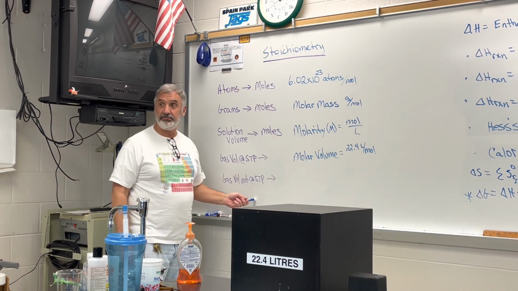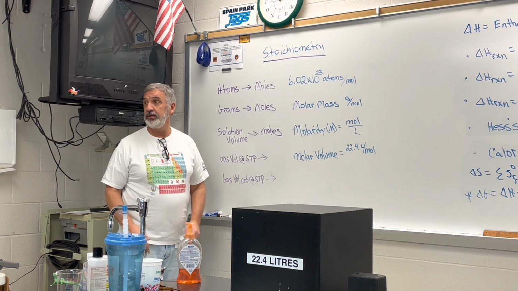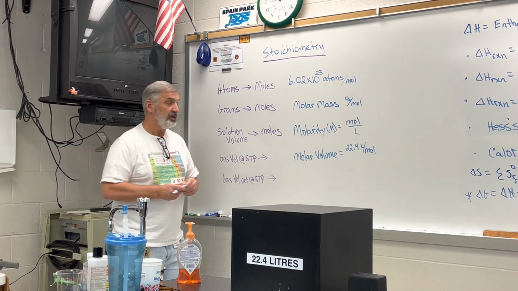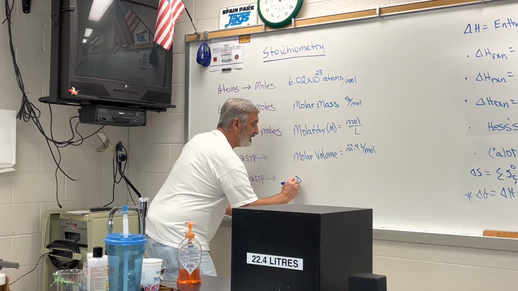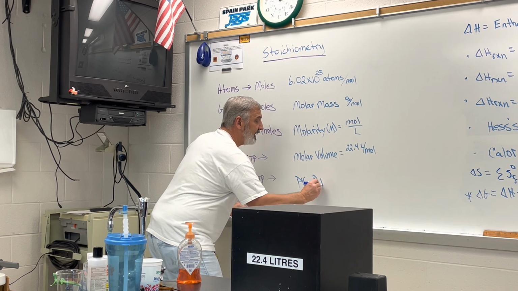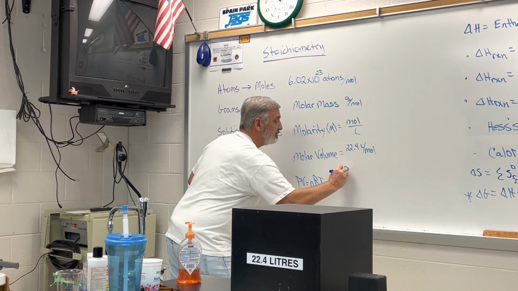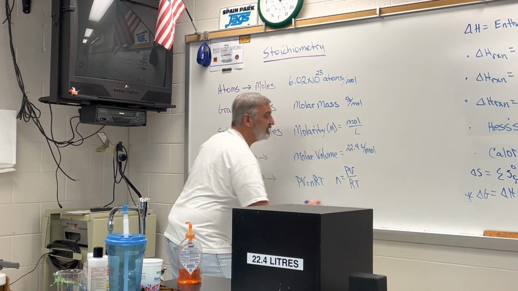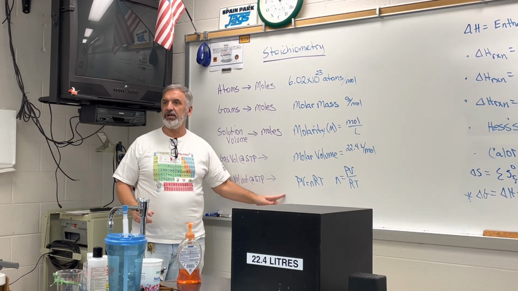But if it's not at STP, what do we have to do? We use PV equals nRT, the ideal gas law. So n is PV over RT. This is the only one we have to do in 2 steps.